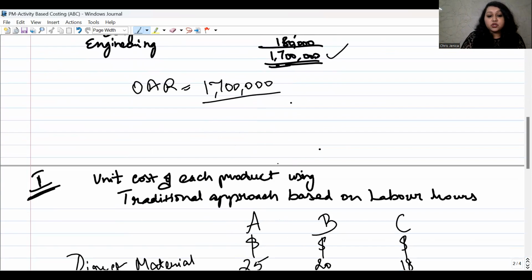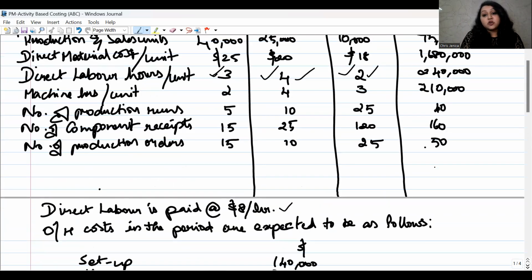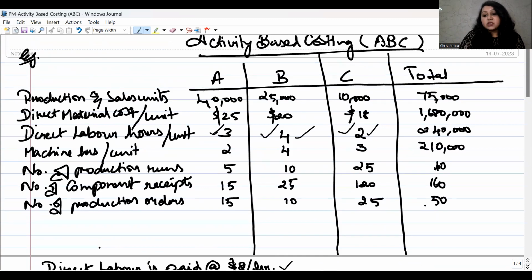So the question is asking you the unit cost of each product using the traditional approach based on labor hours. So you need a basis on which you can absorb your overheads into the product. This is your overhead cost. The basis on which you're going to absorb the cost into your product is labor hours. So now we have to find out how much total labor hours we have. It has been given 2,40,000. That is 240,000, which is going to be your total labor hours. How would you have obtained the 240,000? 3 labor hours per unit, and total production of product A is 40,000 units.